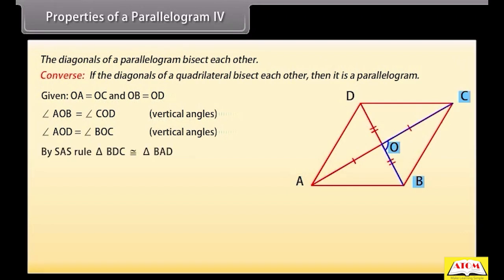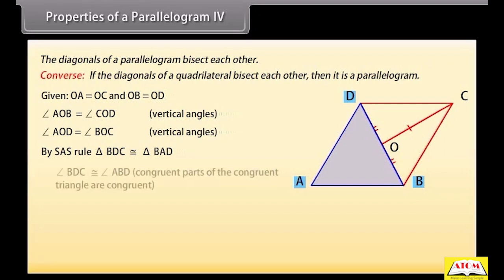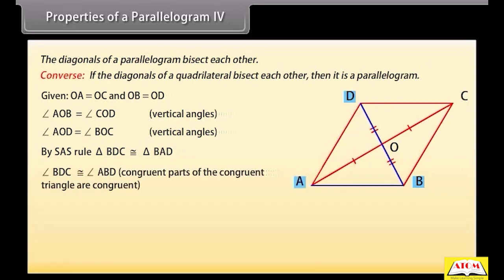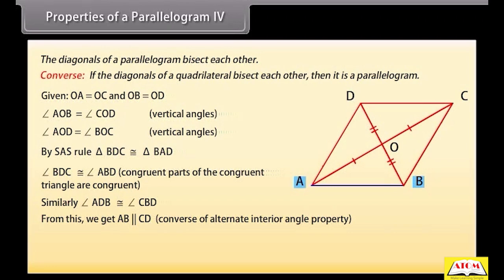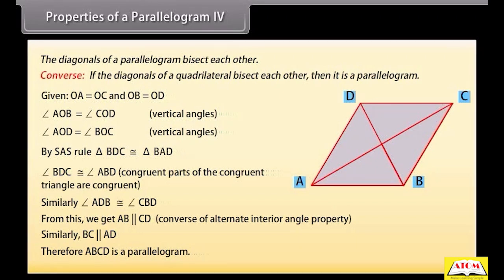So, by SAS rule, triangle BDC is congruent to triangle BAD. Therefore, angle BDC is congruent to angle ABD, because corresponding parts of congruent triangles are congruent. Similarly, angle ADB is congruent to angle CBD. From this we get AB is parallel to CD. Similarly, BC is parallel to AD, using the converse of the alternate interior angle property. Therefore, ABCD is a parallelogram.